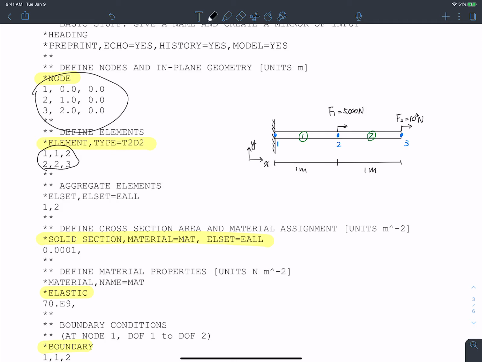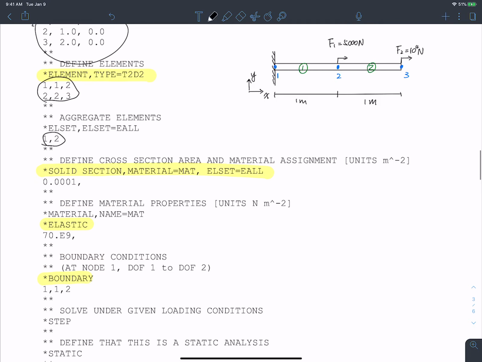Again, like I said earlier, the solid section here is the area, the cross-section area of the truss elements. So nothing is changed here. We don't need to change this. However, we do need to change this. So this is changing the type of elements. So before, because we only have 2 elements, here is 1, 2. So now you should have 1, 2, 3. So this part also needs to be changed. And then the elastic part here, because the Young's modulus is not changed, so it stays the same.